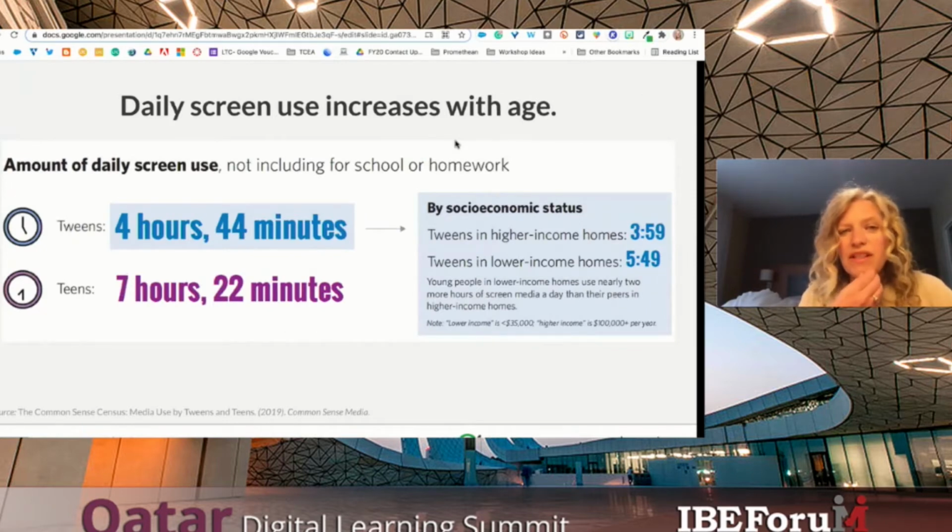Again, what we're seeing is the daily screen use increases with age. So when the students are in their tweens, they're spending about 4 hours and 44 minutes. And that time that they're spending, that's not including their school time that they're spending using technology. And then the teens, so outside of their school day, outside of their homework, teens are spending over 7 hours being engaged.